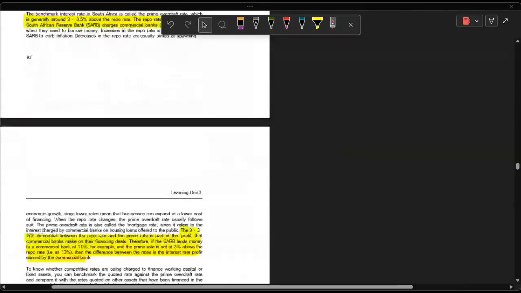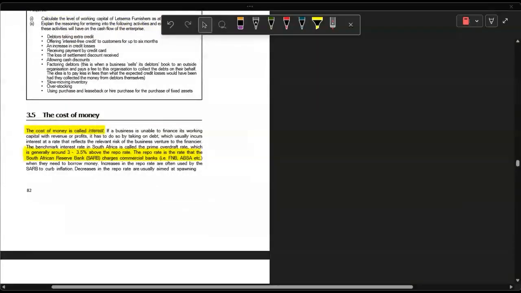Guys, we're going to come now to our last section, very important: the cost of money. What is the cost of money? It is the interest. That's what we're talking about. And if you've done this reading, it's quite clear to you. Basically, in South Africa, the benchmark interest rate is the prime overdraft rate. And what is it made of?